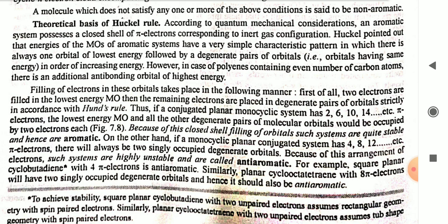On the other hand, if a monocyclic planar conjugated system has 4, 8, 12, etc. pi electrons, there will always be two singly occupied degenerate orbitals. Because of this arrangement of electrons, such systems are highly unstable and are called anti-aromatic. For example, square planar cyclobutadiene with 4 pi electrons is anti-aromatic. Similarly, planar cyclooctatetraene with 8 pi electrons will have two singly occupied degenerate orbitals and hence it should be anti-aromatic.